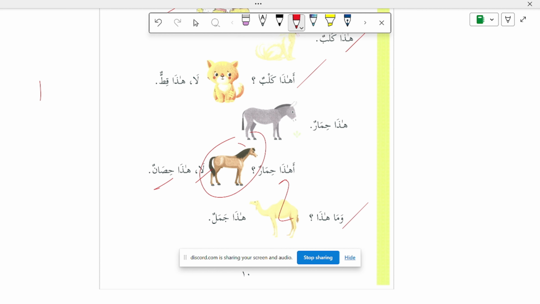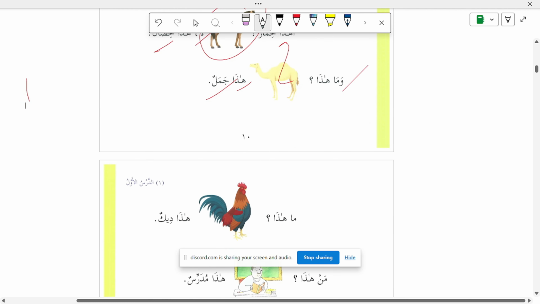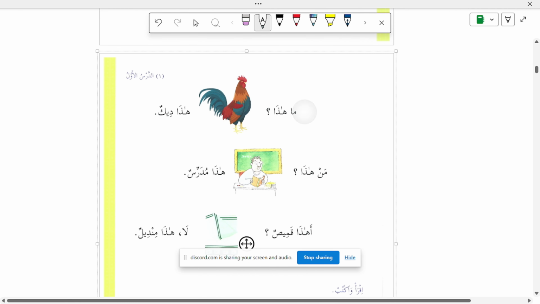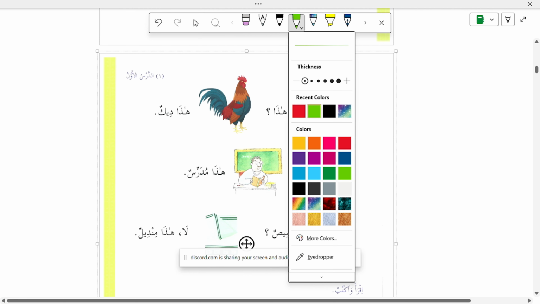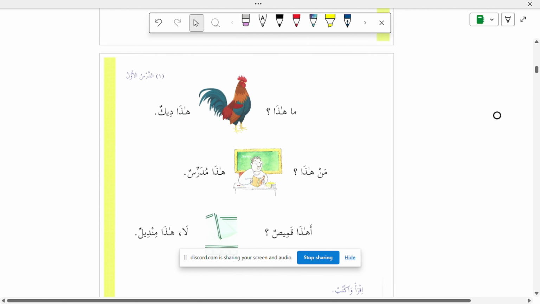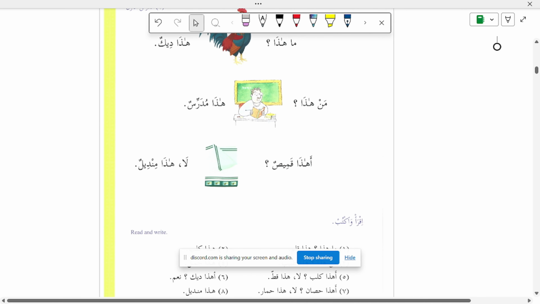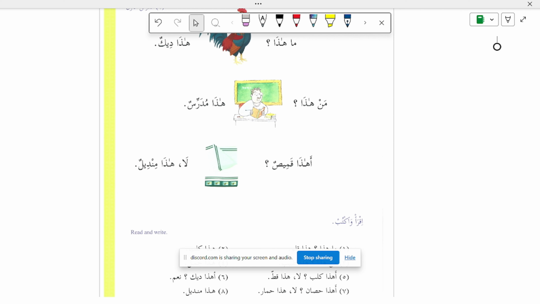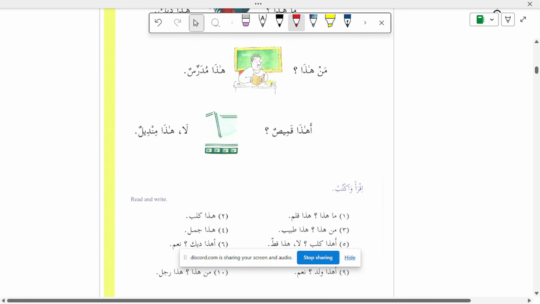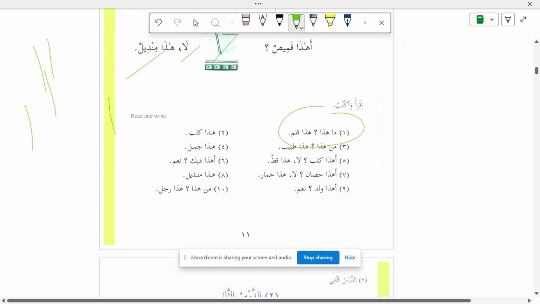Again, wama haza? And what is this? This one. What is this? Haza jamalun. This is a camel. Ma haza, what is this? Haza dikun. Okay. Chicken. Man haza? Who is this? Haza mudarrisun. This is a teacher. Ahaza qamisun? La. Haza mindilun. No, this is a handkerchief.